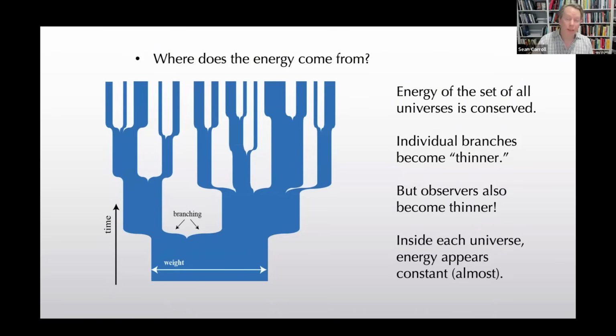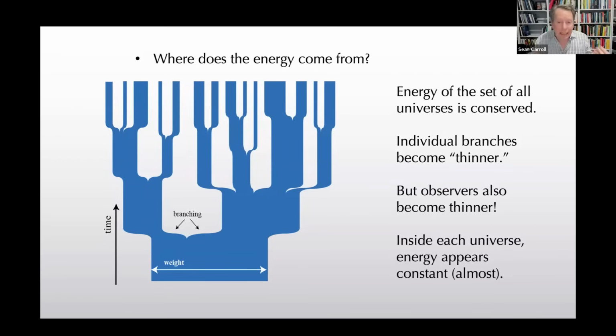And for each branch, there's a value of the wave function. You can square it, and that's where you get the thickness, the weight of the branch. And there is a conservation rule that the sum of the thicknesses of all these branches stays constant. And the expectation value of the Hamiltonian, what you would call the energy of the entire system, is weighted by that weight of the branch.